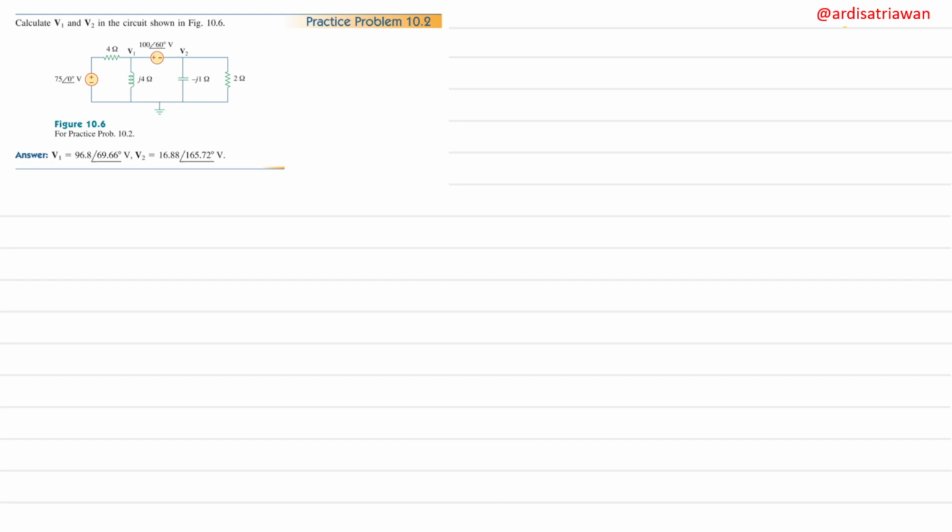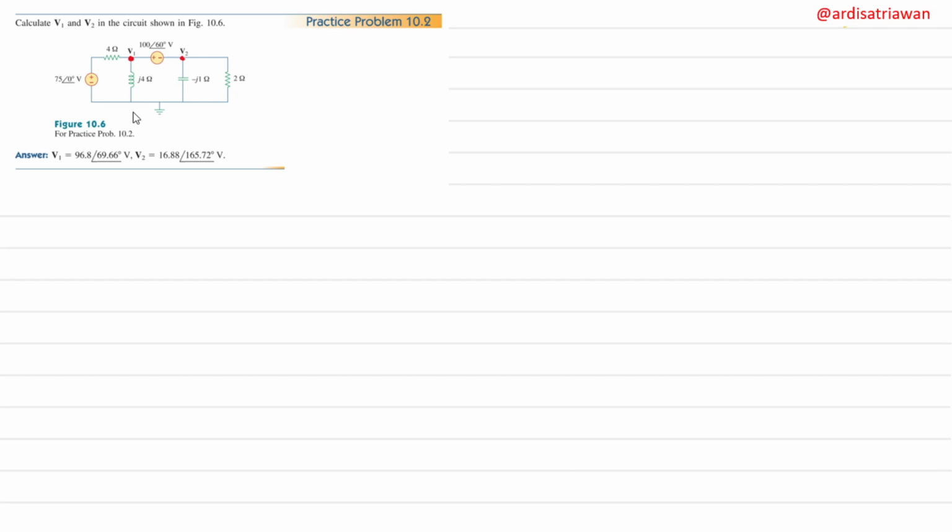Hello, my name is Ardi and we are going to solve practice problem 10.2 from Sadiku book. So the question is, calculate V1 and V2 in the circuit shown in figure 10.6. Okay, so let's see. We are asked to find this voltage here in this node with respect to our current.